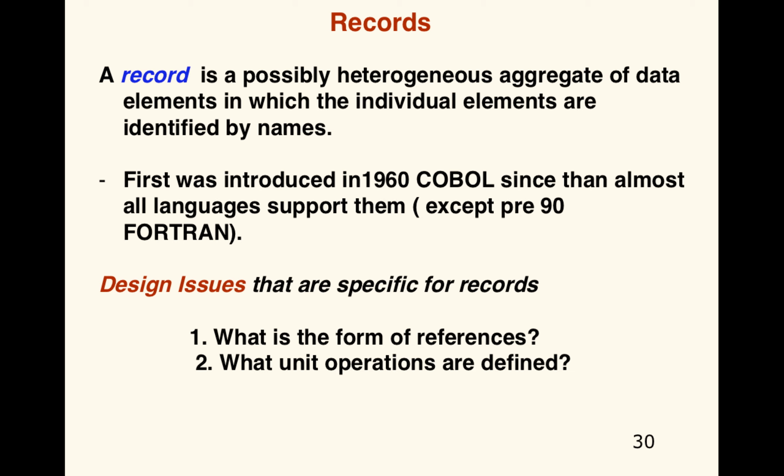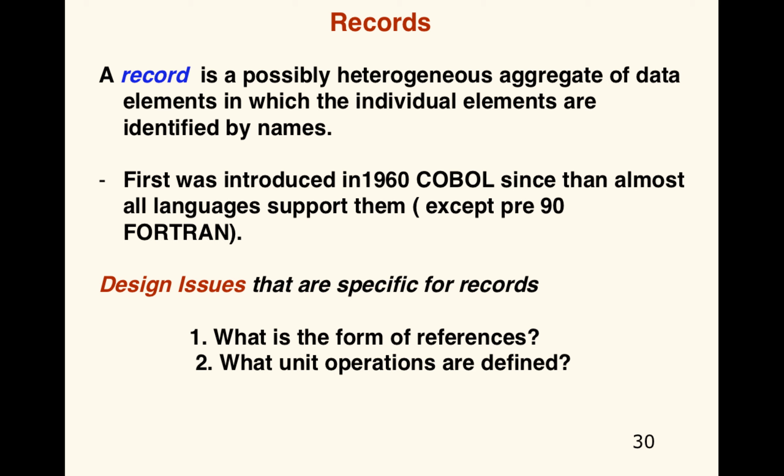But I want to say that C is probably the last language that has a record in it. So some design considerations. Remember when it says issues that these are not bad things. These are issues. It's not a negative word. It's a positive word. It means considerations or things to think about. So some design considerations that are specific towards records is what is the form of references? So this means how are we referencing the elements inside of the struct? Are we using a dot notation, which is what we're using in C? Are we using index values? Are we using names?